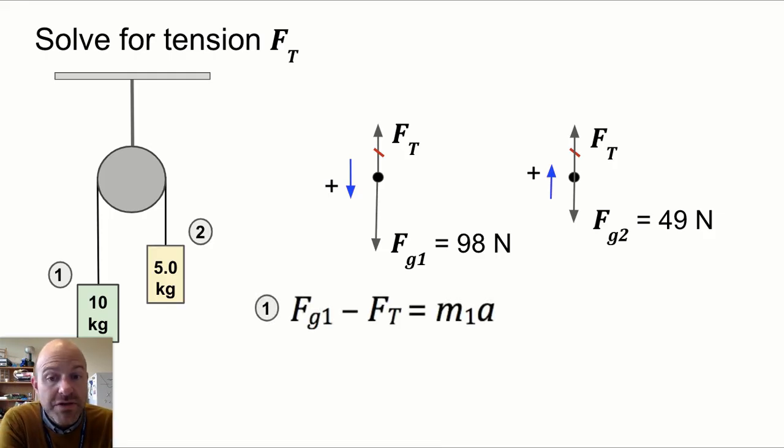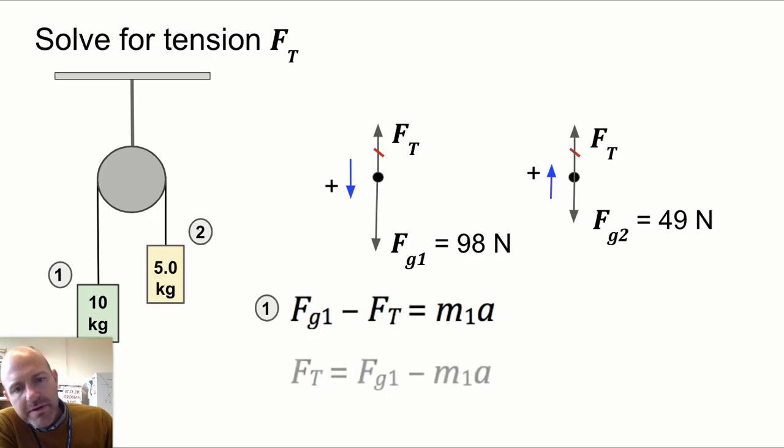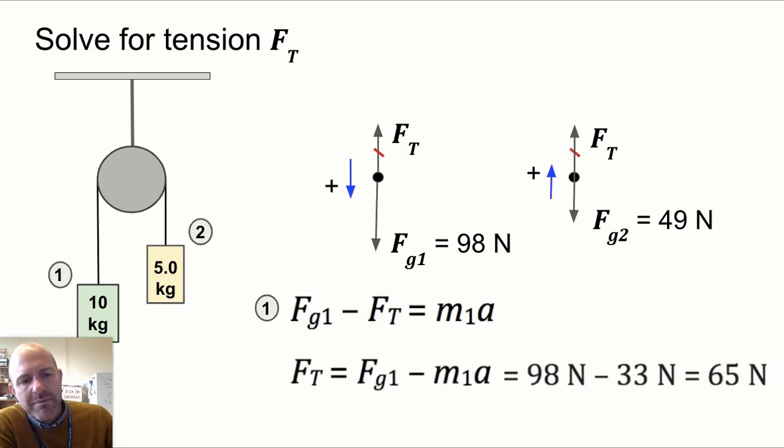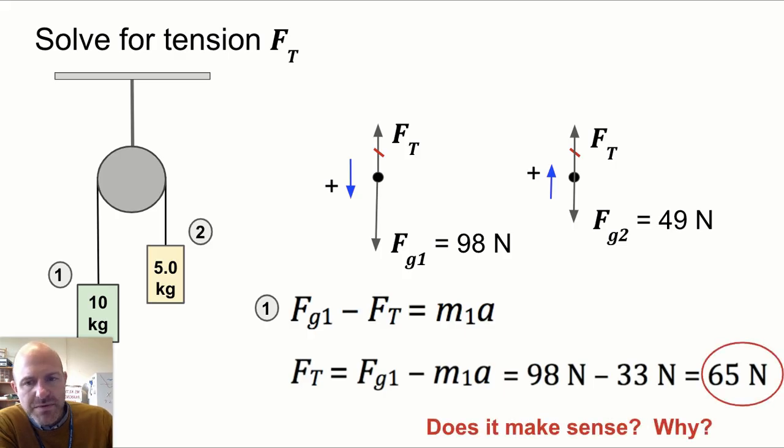Next step would be to solve for the force of tension. It turns out you can pick either of your two equations. Both have the force of tension in them. Solve for the force of tension, plug in your known values, and you get a particular answer. In this case, 65 newtons.